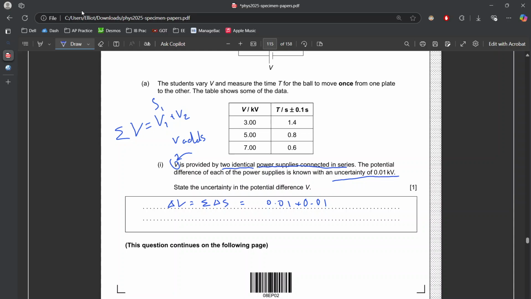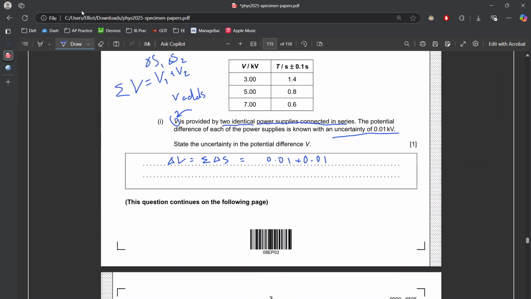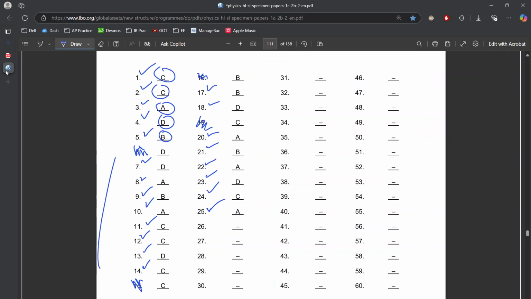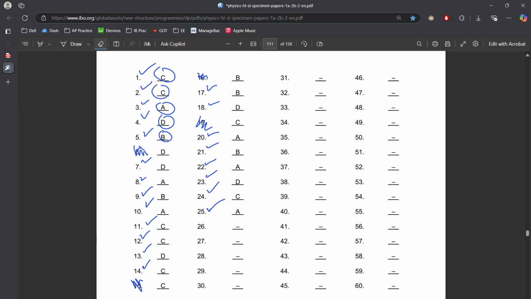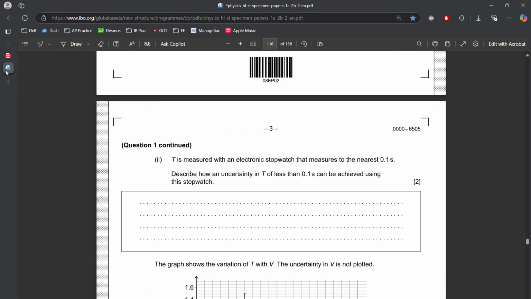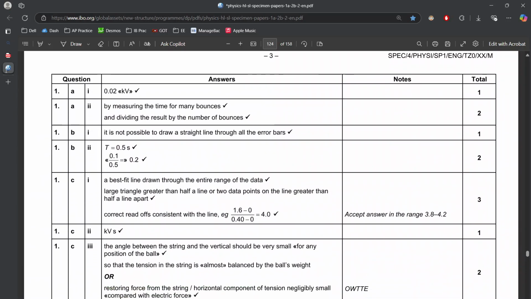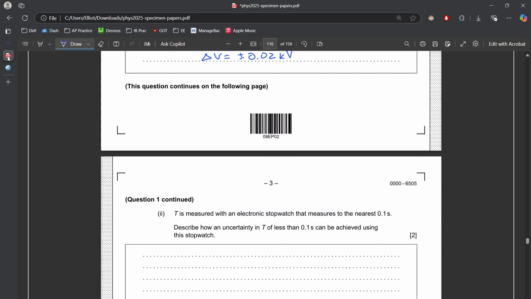I'm going to call this S1 and S2. Right? And there's some uncertainty, delta S1 and delta S2, which we know is 0.01 kilovolts, which means that their uncertainties together will add. You can find this at the beginning of your data booklet in the uncertainty section, which just means that your uncertainty in V is just going to be plus or minus 0.02 kilovolts. Let's see if I can find that mark scheme over here. Oh, whoopsies. 0.02 kilovolts. No notes.